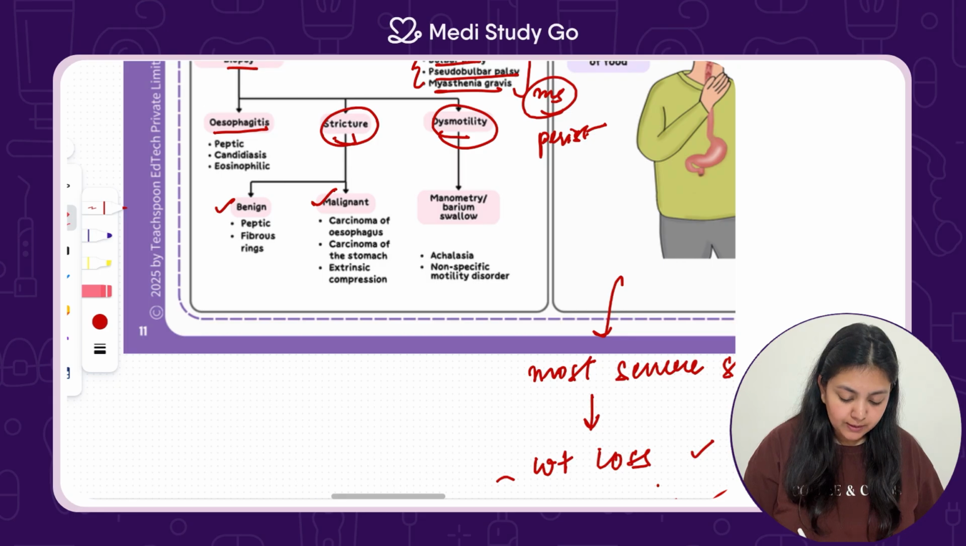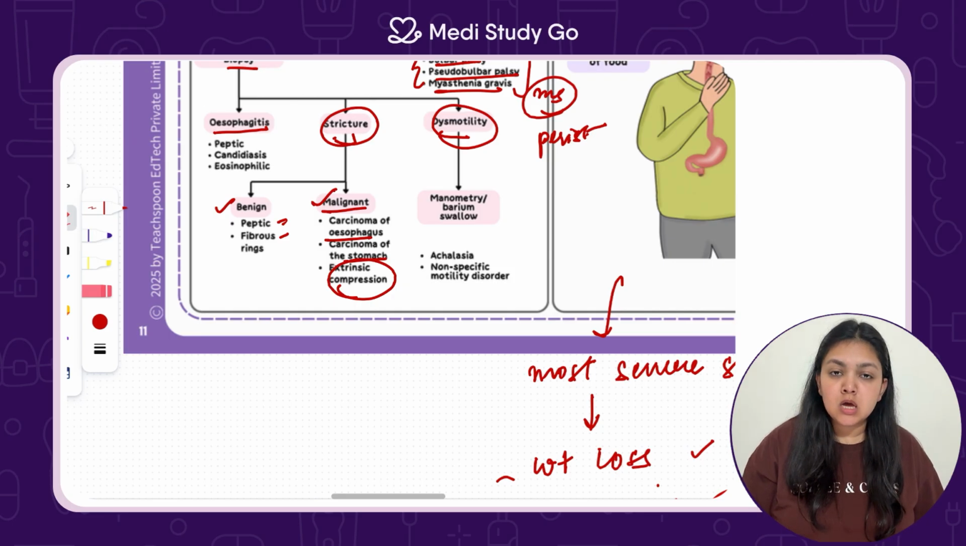Now, if a stricture is present, you need to rule out if it is benign or malignant. Benign strictures can be peptic and fibrous in nature. Peptic is because of some acidic content and fibrous is because of excess collagen deposition. Whereas if it is malignant, it can be because of carcinoma of the esophagus, stomach, or even some extrinsic compression from other organs and the carcinoma of other organs.